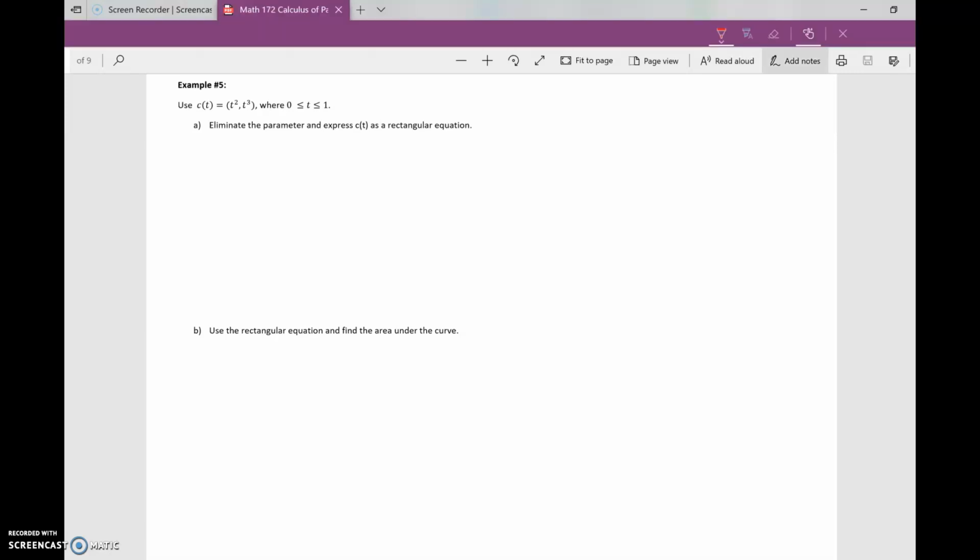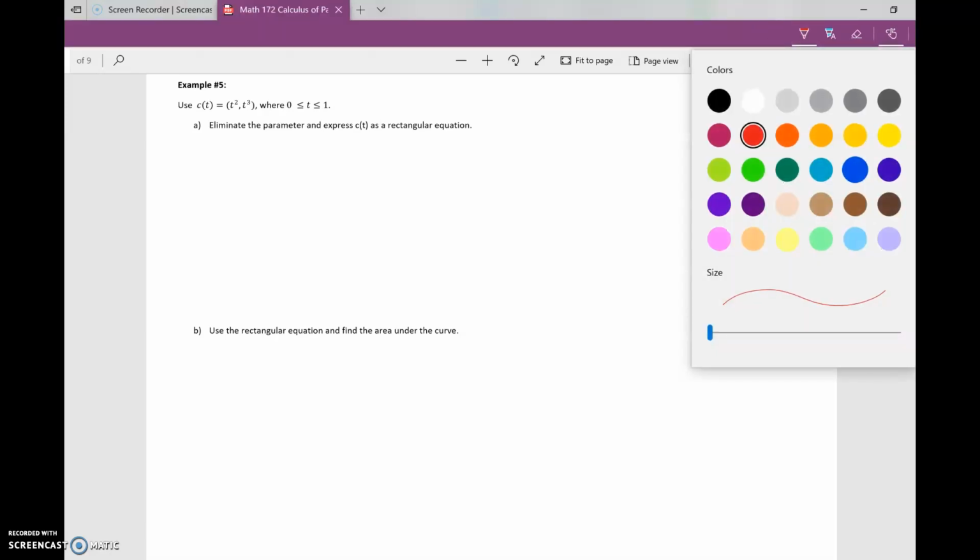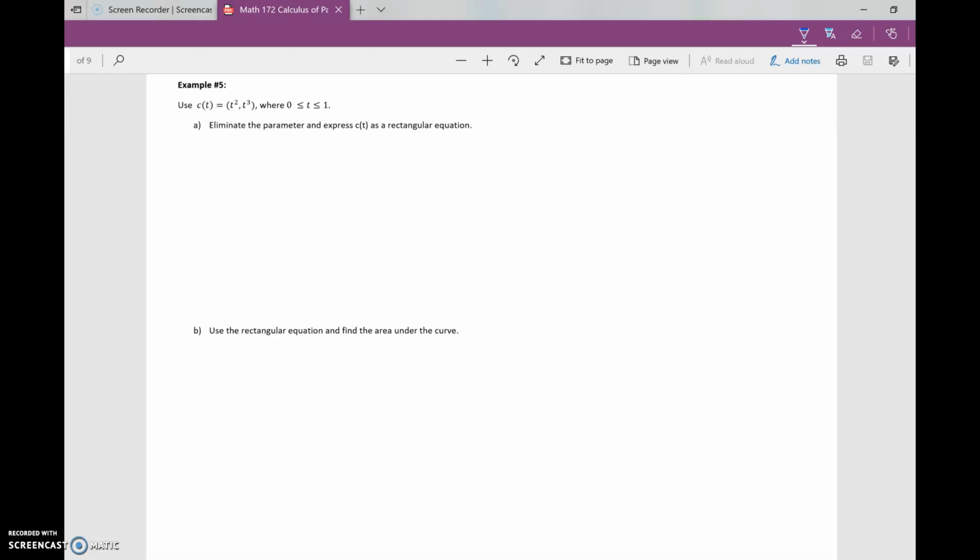Hi class, let's take a look at example 5, and here's the main objective. They want us to express it as a rectangular equation and then use this rectangular equation to find the area under the curve. It may just be easier to evaluate some of the functions in that form. But let's take a look at this one, and they're expressing it as a function of t.